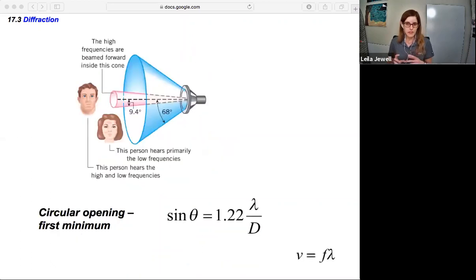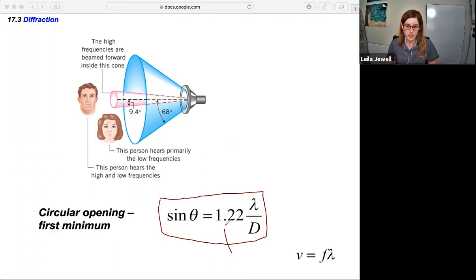Well, with a speaker, you don't just have a vertical opening like the doorway. A speaker is usually a circular disc that can vibrate back and forth, a diaphragm. For a circular opening, the equation is slightly different. It's still a sine of theta is equal to something times lambda over the diameter, but now we have this extra 1.22 in front. That's just because it's a circle. You don't have to worry about where it comes from. But this tells us where the first minimum would occur.